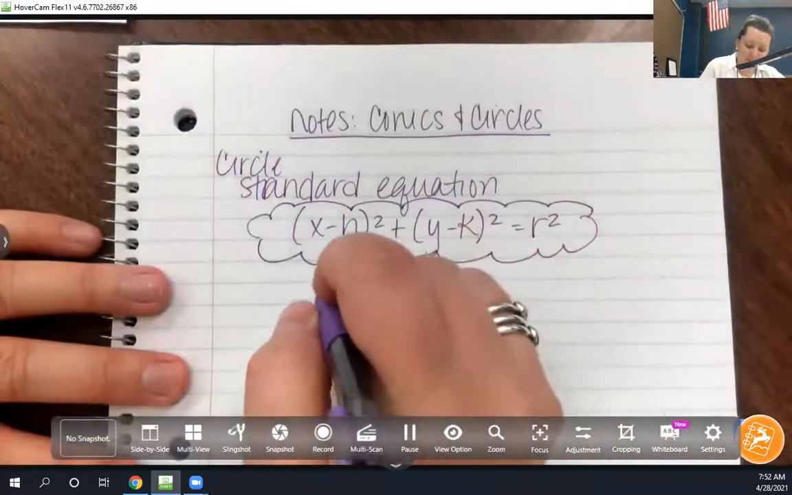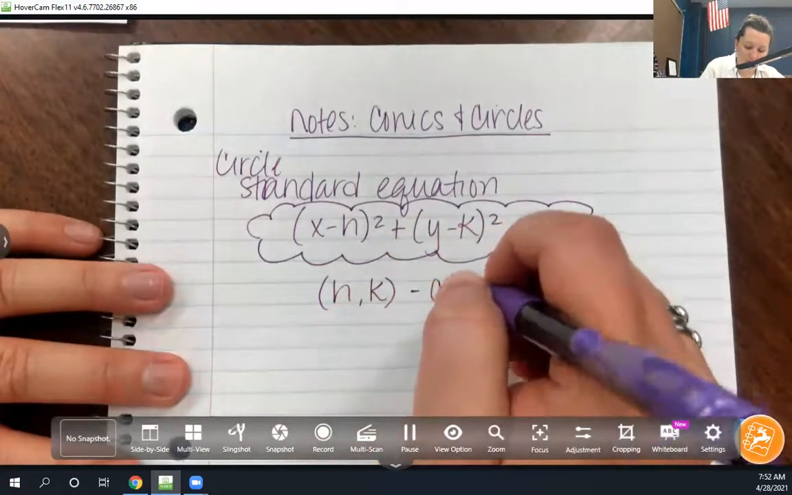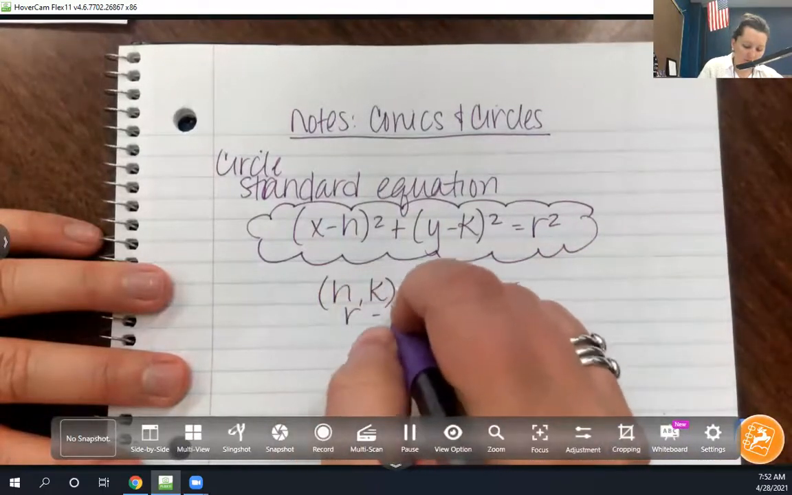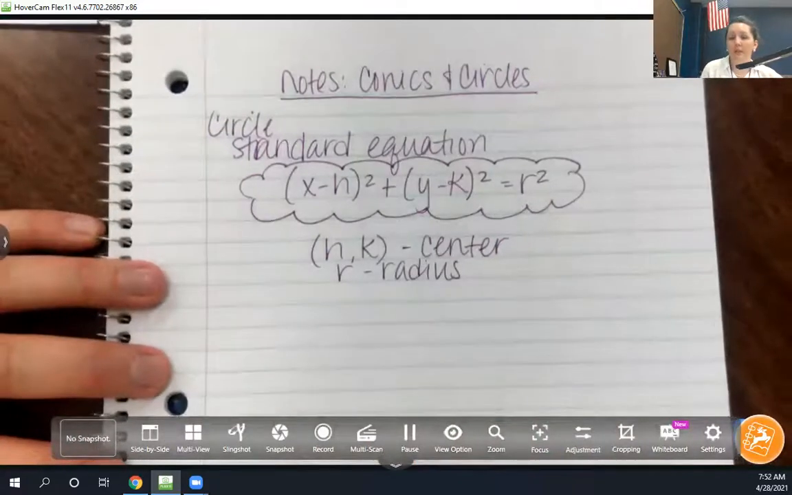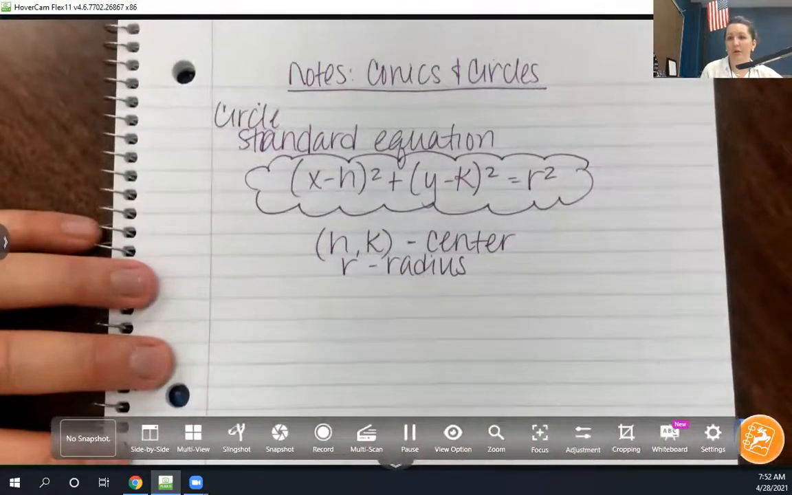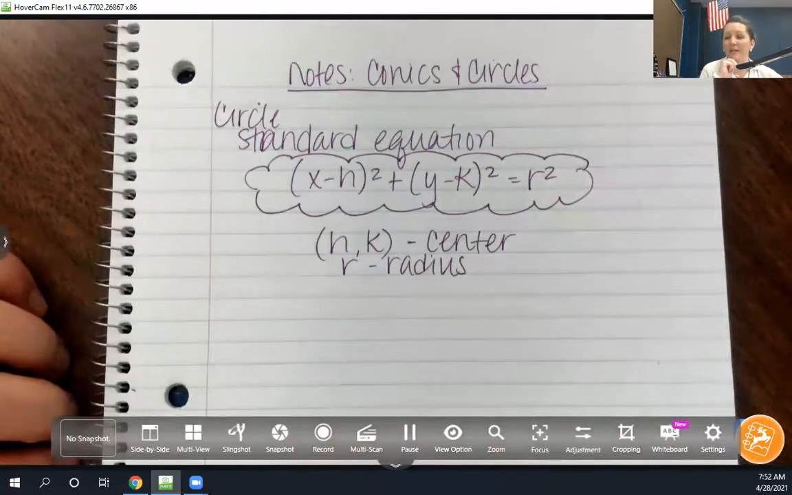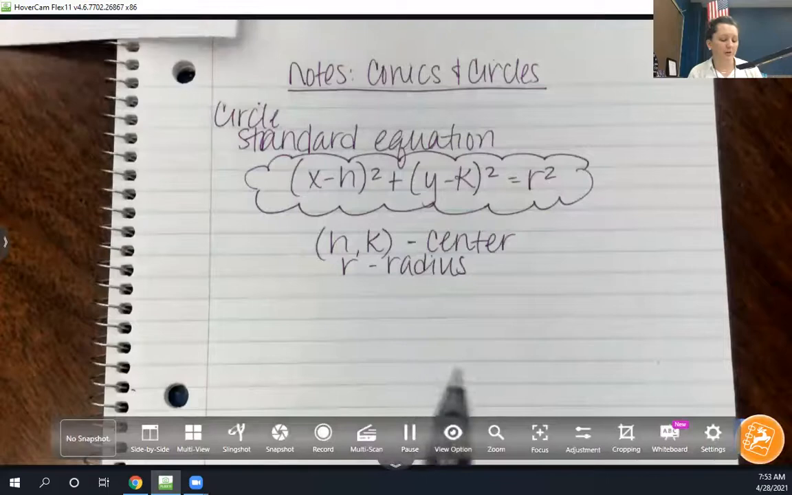So let's define these things. (h, k) is your center, the center of your circle. And r is the radius of your circle. So know that this can also be likened to our distance formula. Remember when back in geometry you learned your distance formula? That's the same thing here: the standard equation of a circle is the distance formula, except there's no square root because it's here.